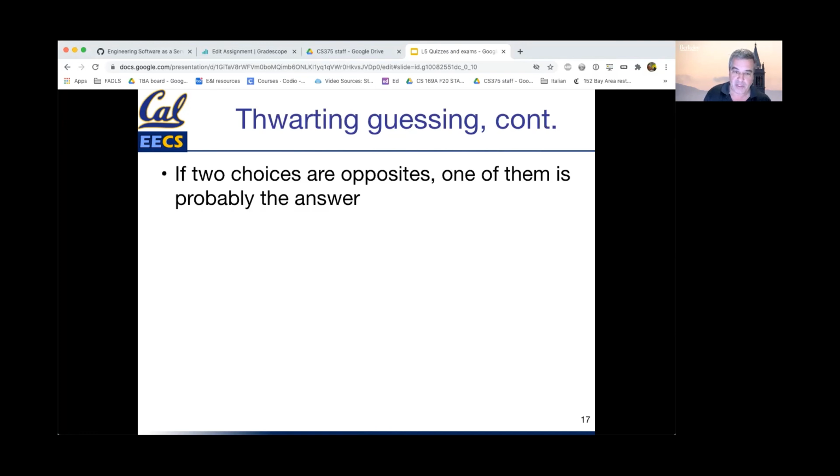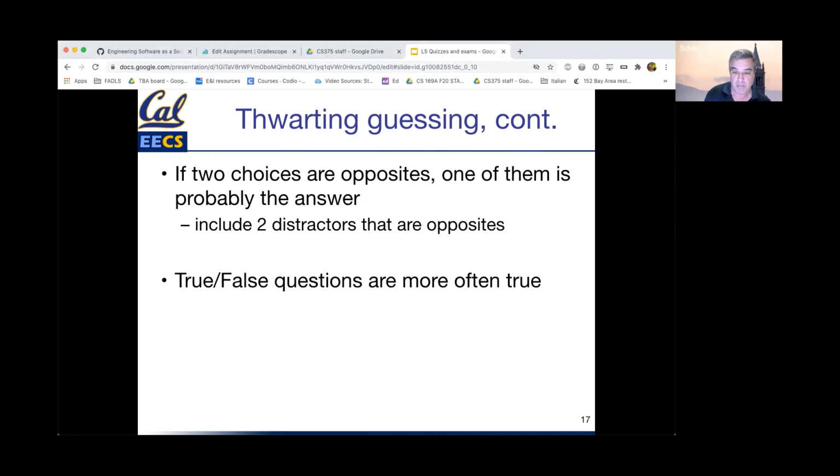Other ways to thwart guessing. If 2 choices appear in the list and they're opposites of each other, one of them is probably the answer. So either don't include choices that are opposites of each other, or include 2 distractors that are also opposites of each other so that now they're really guessing between pairs of choices.